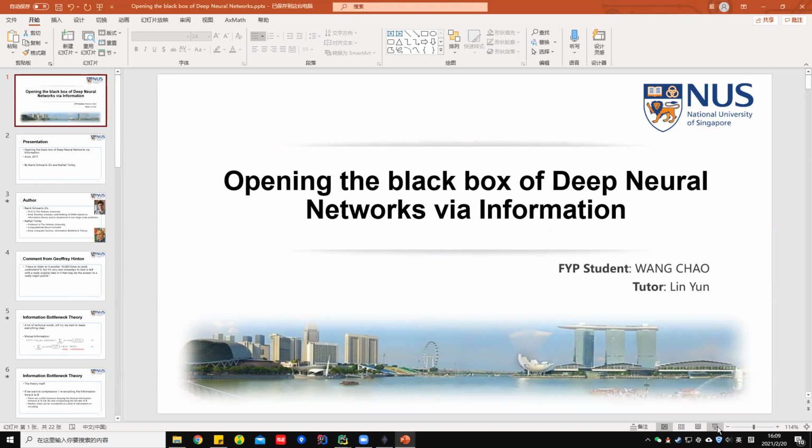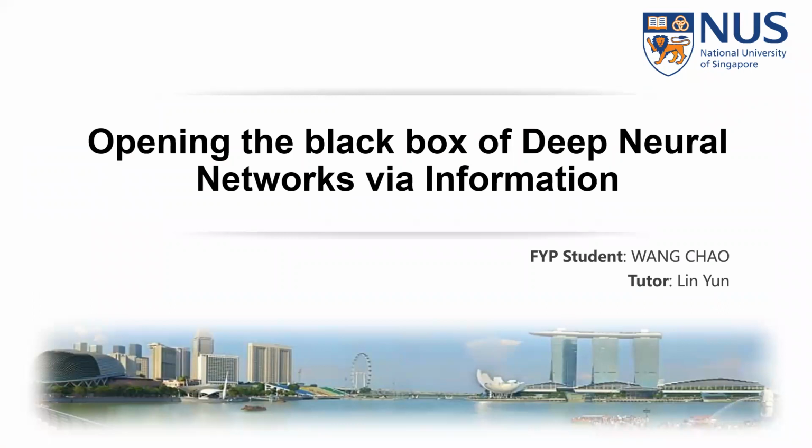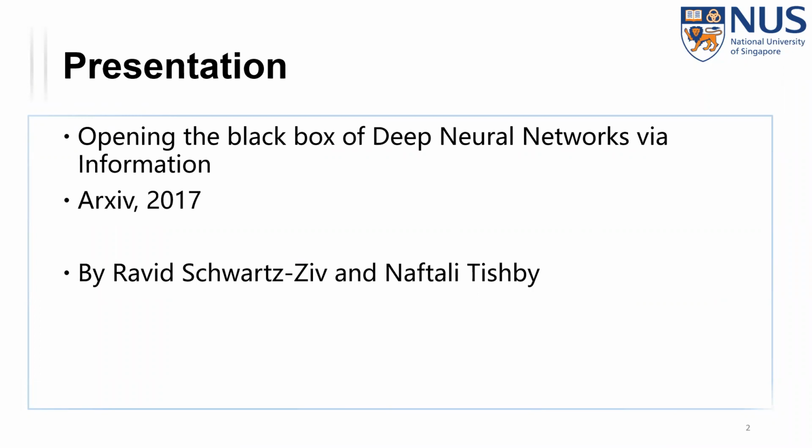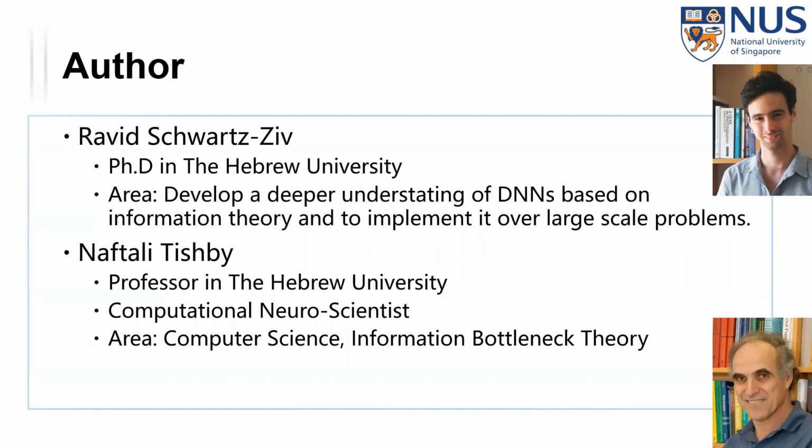Today, I'm going to present the paper Opening the Black Box of Deep Neural Networks via Information. It was published on arXiv in 2017, by Ravid Shwartz-Ziv and Naftali Tishby. And these two also come from Hebrew University. It looks like they're from Israel, right? Yeah, they are from Israel. And the first author is a PhD student of the second author.